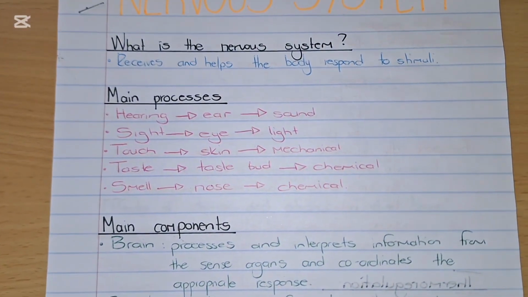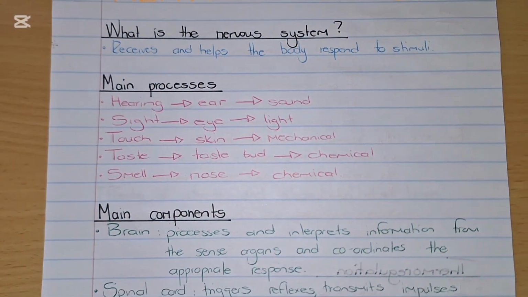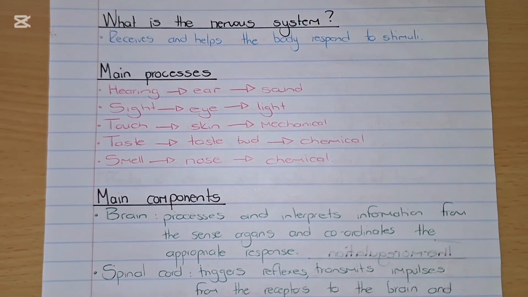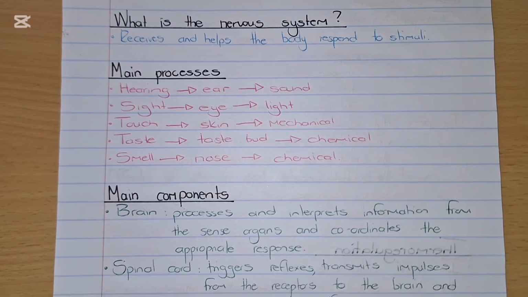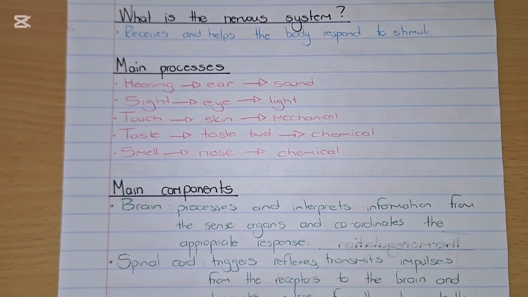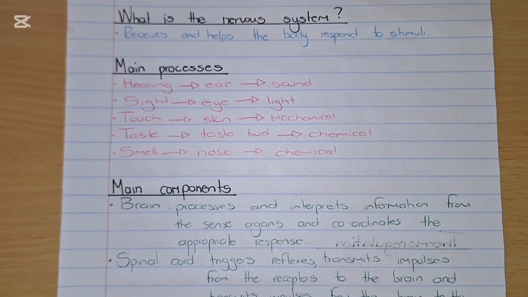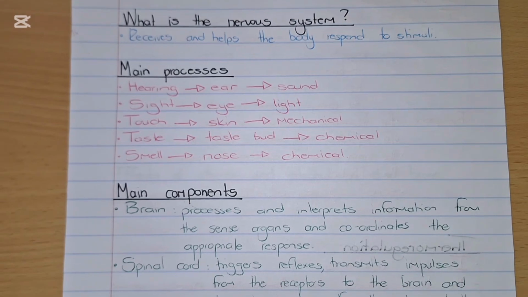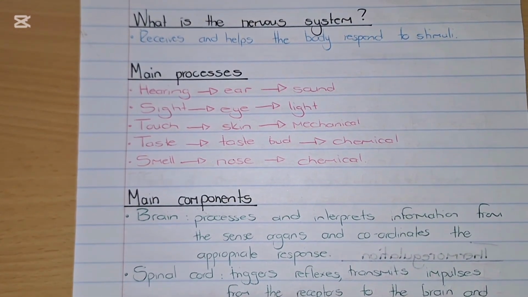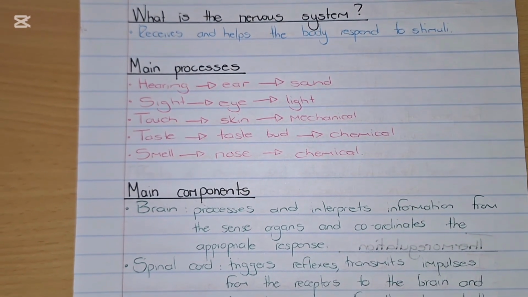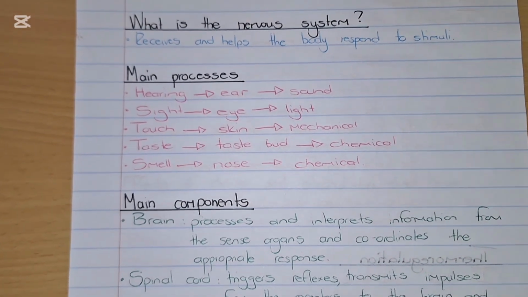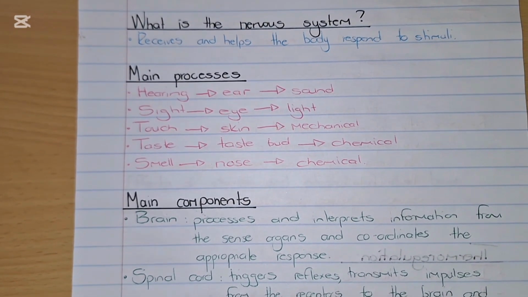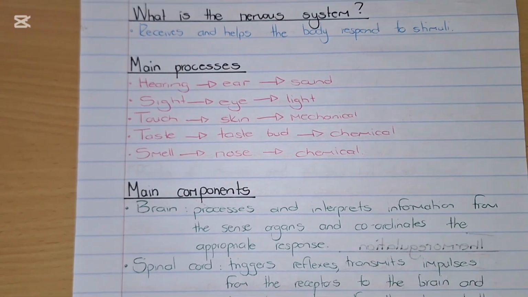Then we have the 5 main processes in the nervous system, with the first being hearing. How do you hear? Through your ear, and the stimuli is sound. And then sight, you see with your eyes, and the stimuli is light. And then touch, you touch things with your skin and it is mechanical. Then taste, you taste with your taste buds or your tongue, and that is chemical. And then smell, you smell with your nose, and that is chemical.